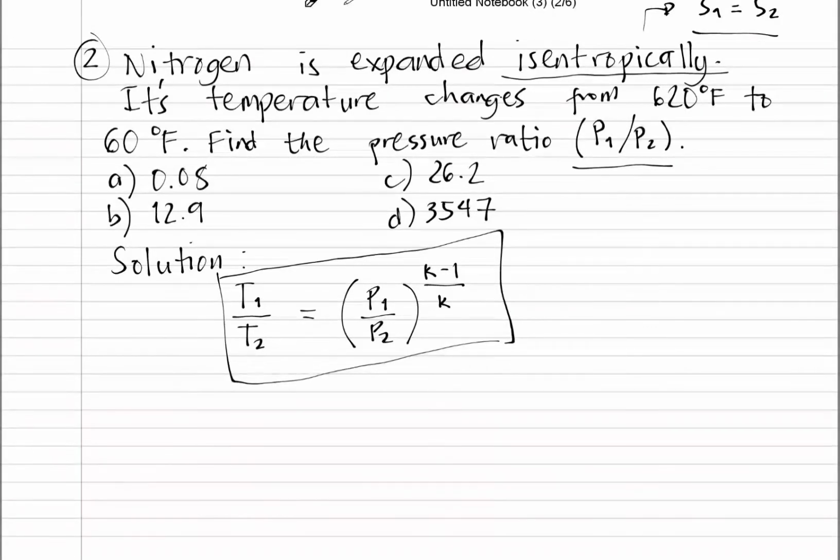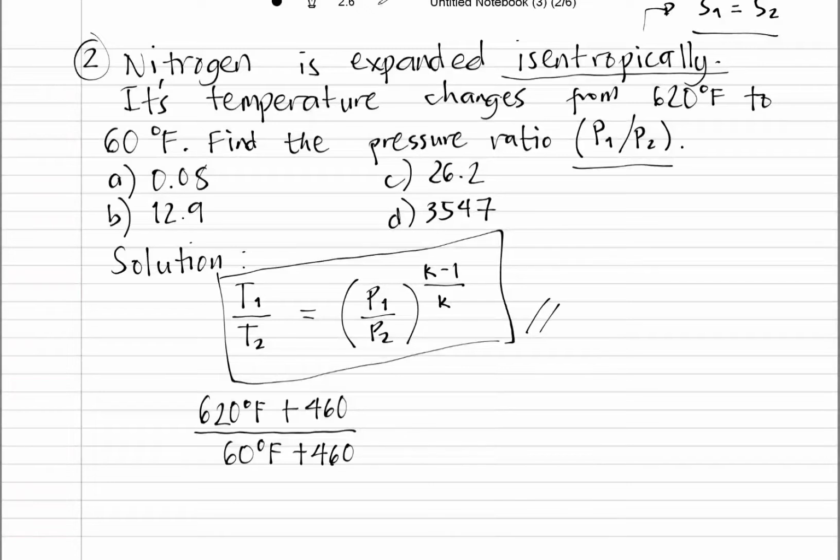Since gagamitin natin to guys na condition na to, syempre substitute natin ngayon yung mga values na binigay. So T sub 1 is absolute temperature at point 1. Meron tayo dyan na 620 degrees Fahrenheit, so again, mag plus 460 ka para maging Rankine yan. And then, T sub 2 natin is 60 degrees Fahrenheit, so mag plus 460 ka ulit. Is equal to P sub 1 over P sub 2. Ang hinihingi guys is pressure ratio, so yung P sub 1 over P sub 2, yan yung unknown natin. Enclose lang natin siya sa parenthesis, and then raise to K minus 1 over K.